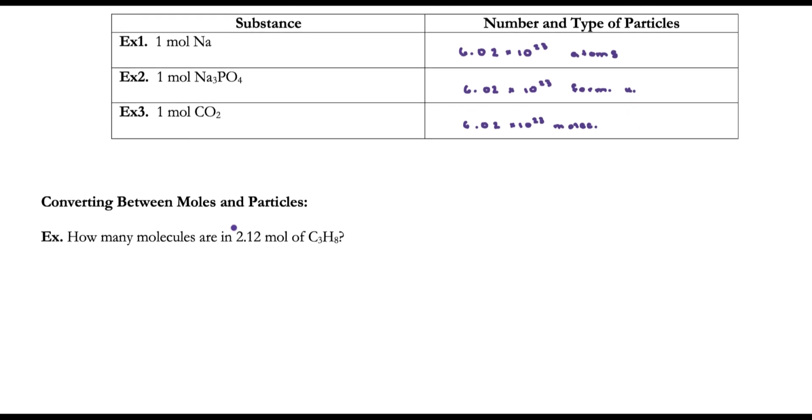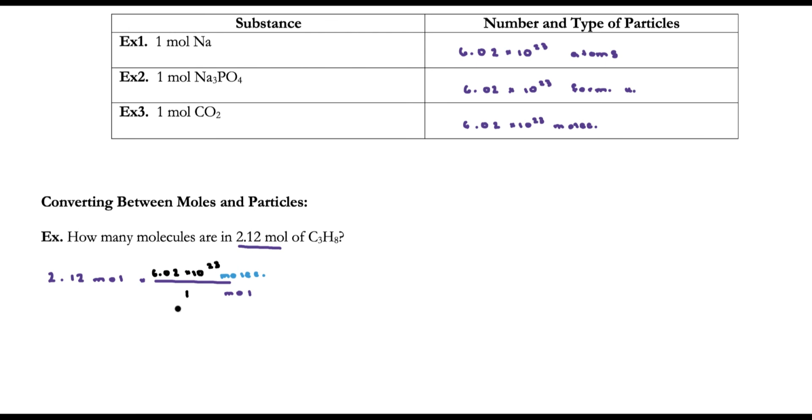It says how many molecules are in 2.12 moles of C3H8. So my given here is 2.12 moles, and I want to get into molecules. So what I'm going to do is I am going to put moles on the bottom because that's what I'm trying to get out of. And I'm going to put molecules up top because that's what I'm trying to get into. Okay, well, what's the relationship between moles and molecules? Well, I know that 1 mole of C3H8 has 6.02 times 10 to the 23rd molecules.